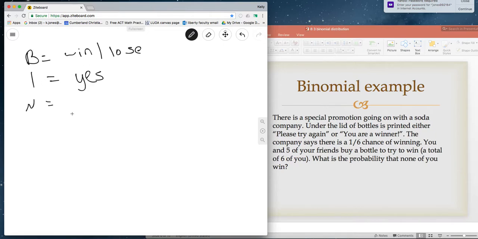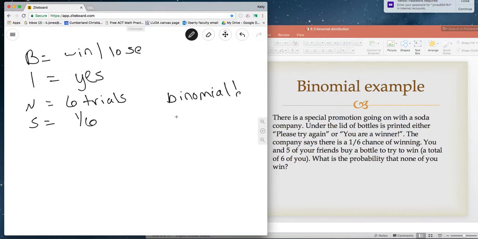Do we have a set number of trials? Well, this one is weird because I'm not buying several bottles. I'm just buying one, and each of my friends is buying one. And so actually that comes right there. Since 5 of my friends and I are buying one, that is 6 trials because we each are buying one. And the probability of success, well, they told us that the probability of success is 1 out of 6. And once again, given that they're not lying to us and they haven't used up all the winning pieces, it should be okay to go ahead and go with that. So this is a binomial setting.